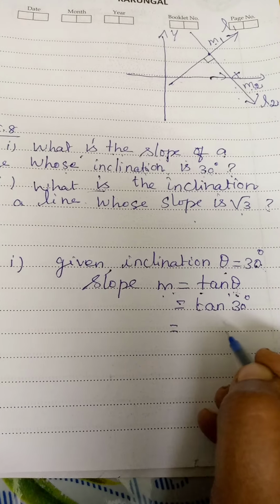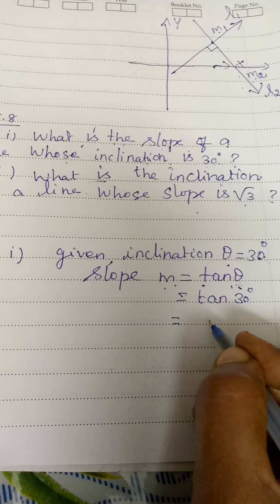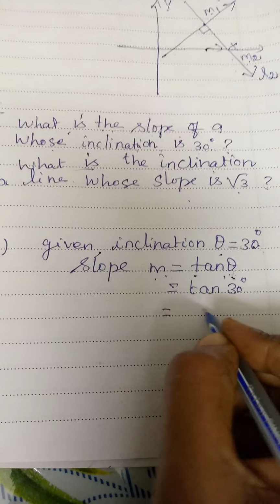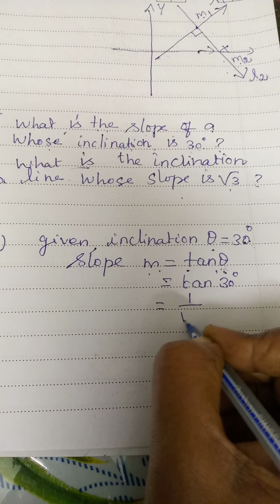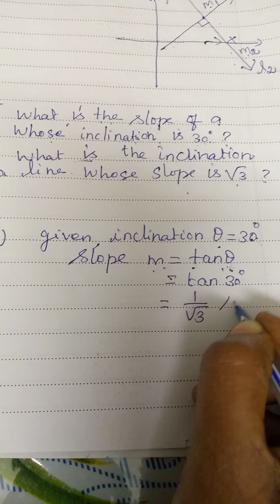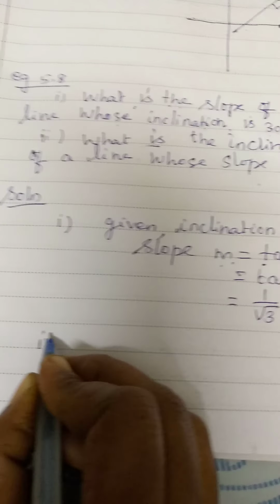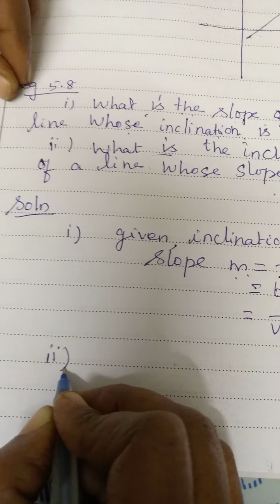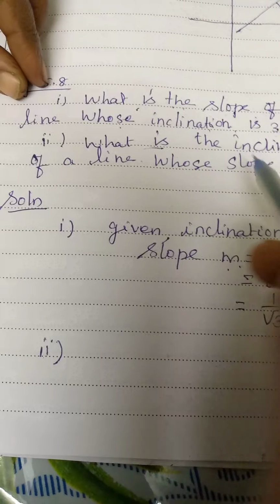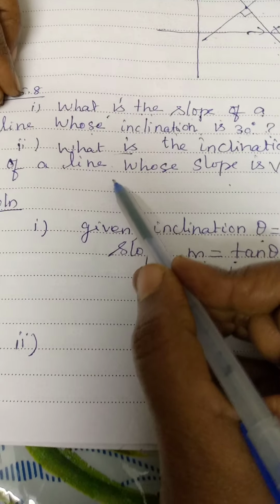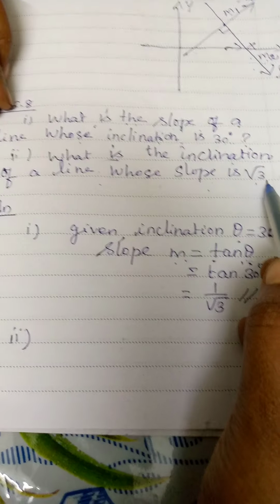What is tan 30 degree value? Do you know that trigonometric table? Tan 30 is 1 by root 3. First subdivision answer over. Second subdivision, let us do. What is the inclination of a line whose slope is root 3?